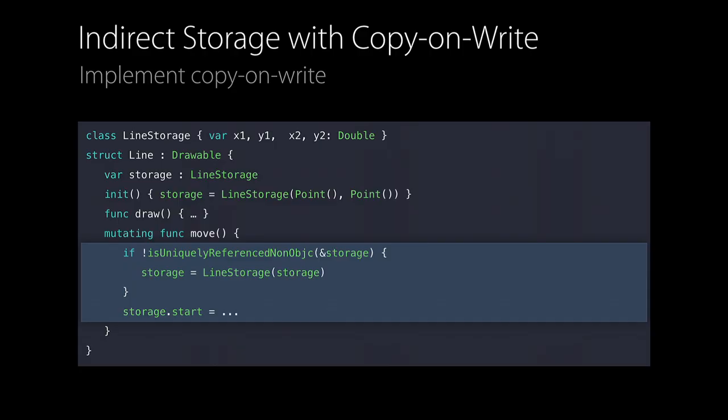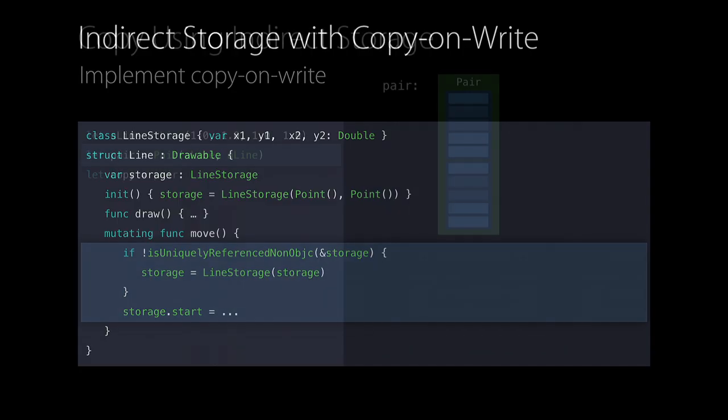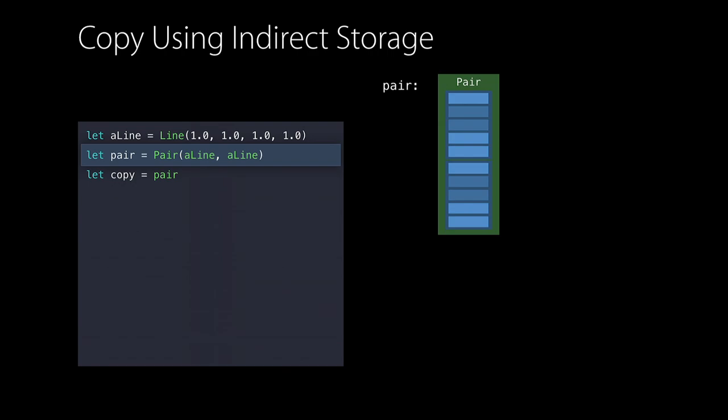Okay, so we've seen how we can combine a struct and a class to get indirect storage using copy and write. Let's come back to our example to see what happens here. This time using indirect storage. So again, we create a line. This will create a line storage object on the heap, and then we use that line to initialize our pair. This time, only the references to the line storage are copied.